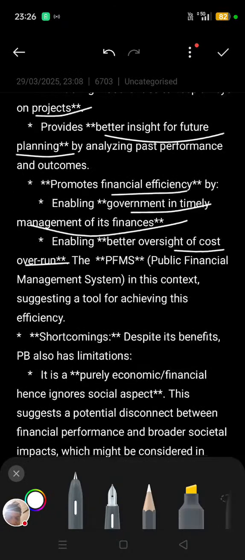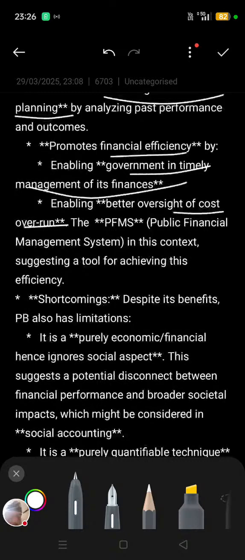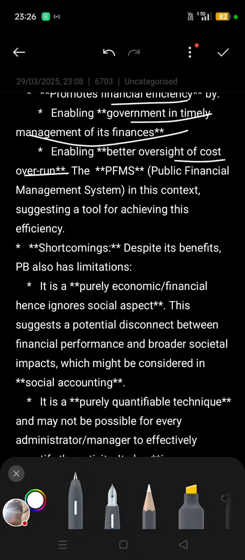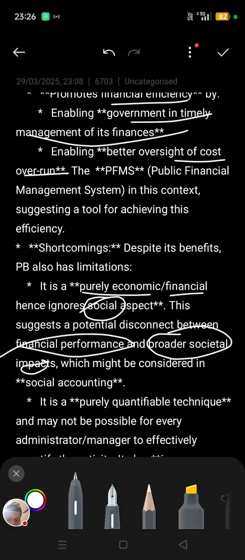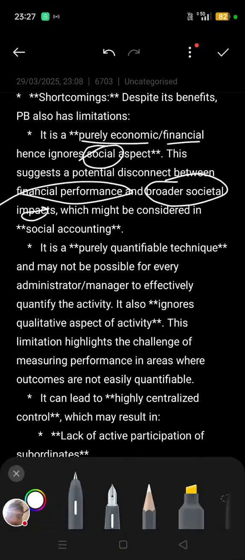The shortcomings of performance budget. Despite its benefits, performance budget also has limitations. It is purely economic and financial, hence ignores the social aspect. This suggests a potential disconnect between financial performance and broader societal impacts, which might be considered in social accounting. It is also a purely quantitative technique and may not be possible for every administrator or manager to effectively quantify the activity.